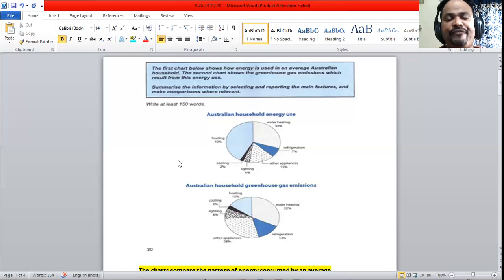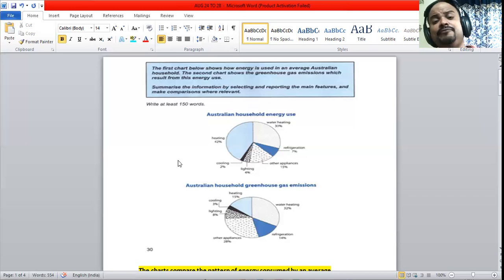But if you go with that, it is recommended to give one introduction. The first chart shows the Australian household energy use. Explain it. And in the second paragraph, again one introduction. The second pie chart shows this thing. This is the way we can present it. That is the best method.